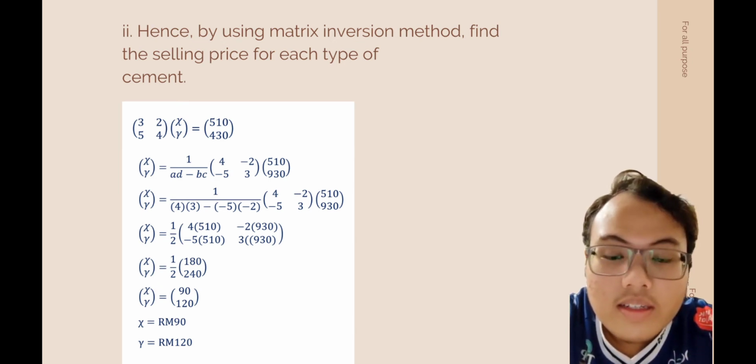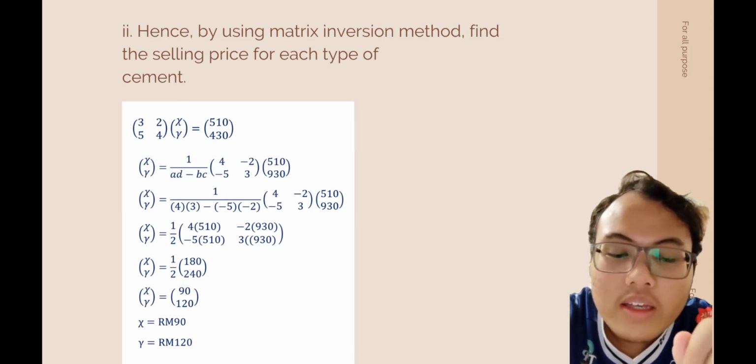And the final answer to find the selling price for each type of cement is x equals 90 ringgit and y equals 120 ringgit.